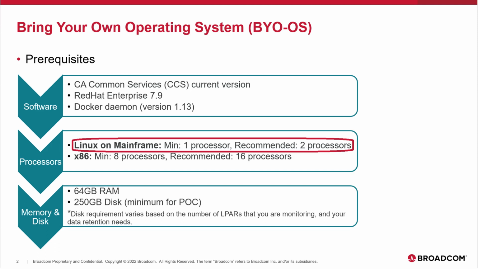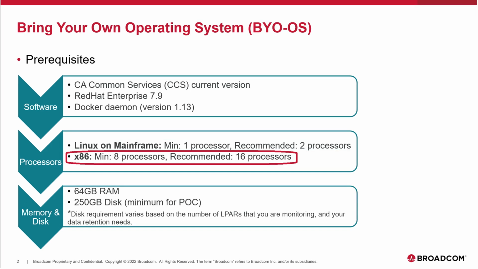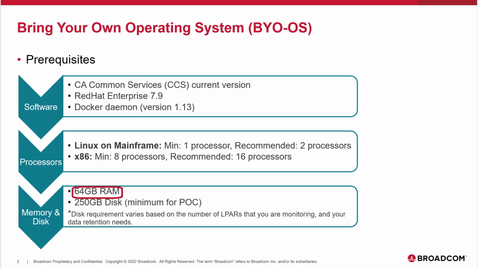For Linux on Z, a minimum of one processor, although two are recommended. For x86, 8 processors minimum, though 16 are recommended. The memory requirement is 64 gigabytes of RAM. The requirement for disk space is 250 gigabytes for a proof of concept. Disk requirements vary based on the number of LPARs you're running and your data retention needs.